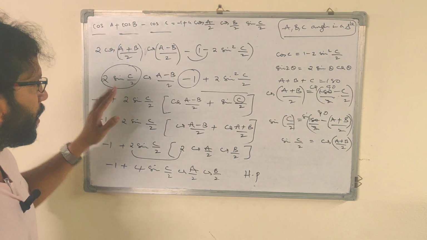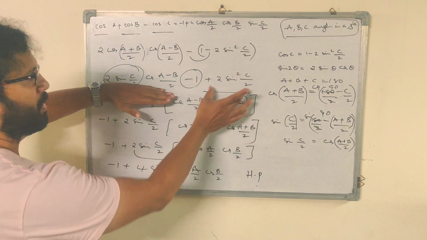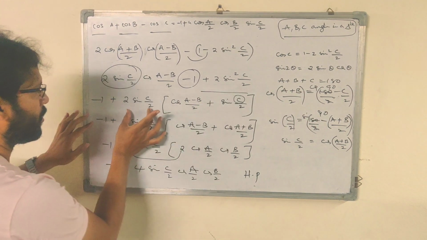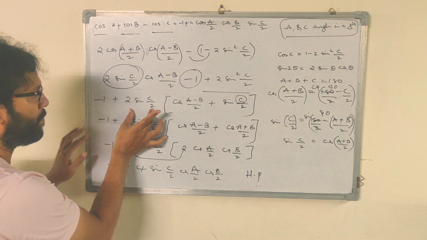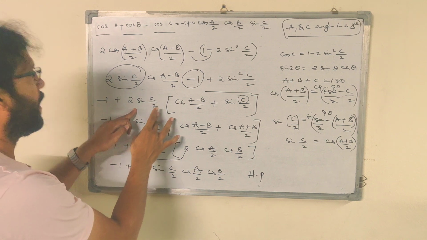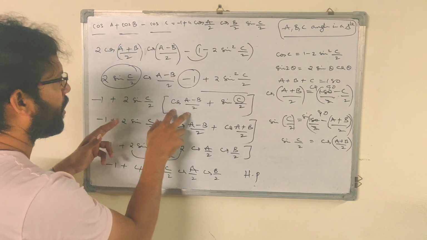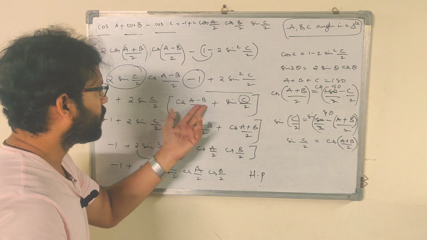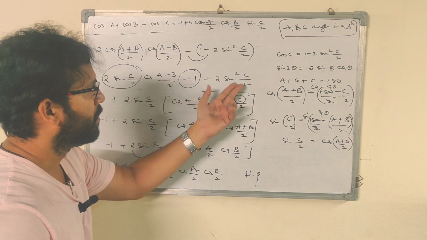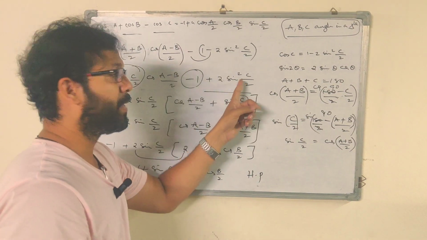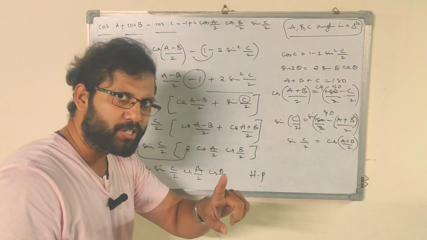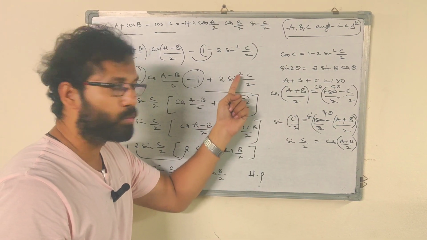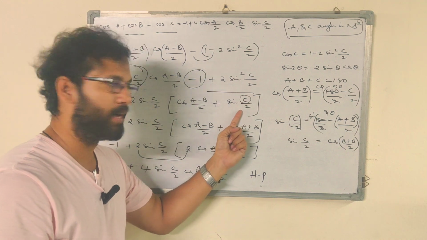Plus, in these two terms, what is the common term? Sin c by 2. 2 sin c by 2, I am taking this as common. And the rest all should be written inside the brackets. Cos (a minus b) by 2 plus. One is already sent out, the other has to be written here itself. There were two sines, sin square, no? So one more sine is here.